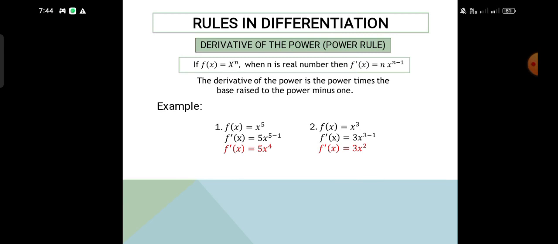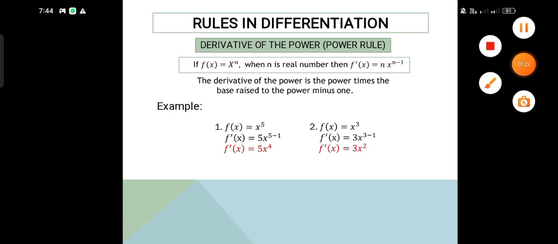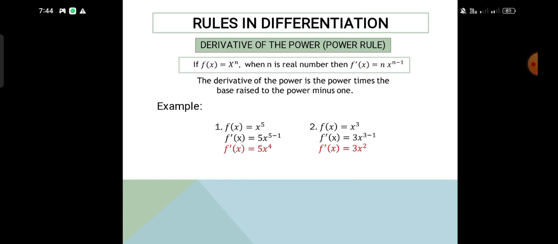The derivative of the power, or the power rule. If f of x is equal to x raised to the power of n, where n is a real number, then f prime of x is equal to n times x raised to the power of n minus 1. According to the given formula, it simply states that the derivative of the power is the power times the base raised to the power minus 1.